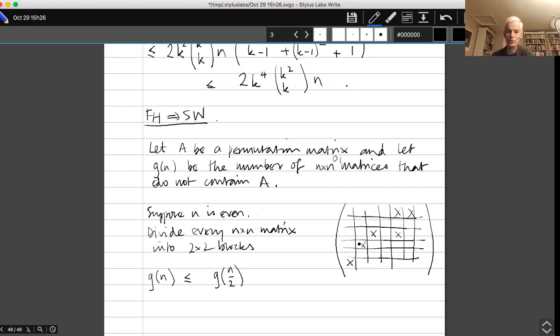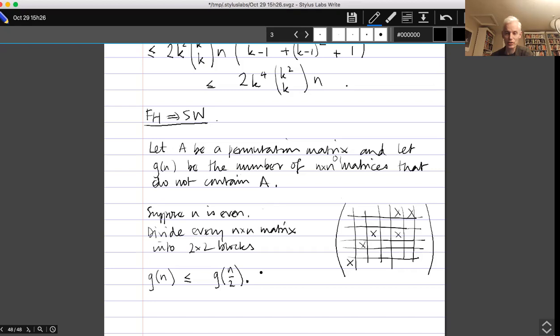And once I've decided which blocks to occupy, how many ways are there of deciding how to occupy them? The answer is related to the largest possible number of blocks that we can fill. Now, the largest number of blocks that we can fill is at most some constant that depends on A times n.